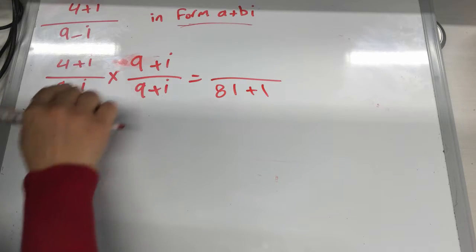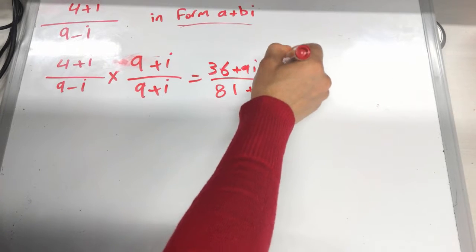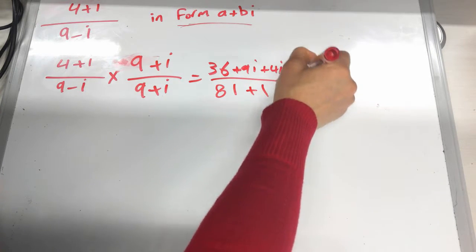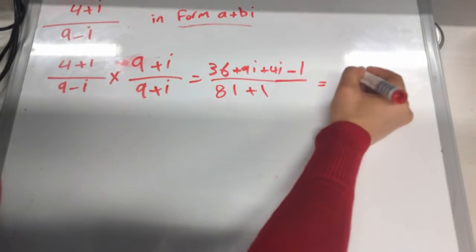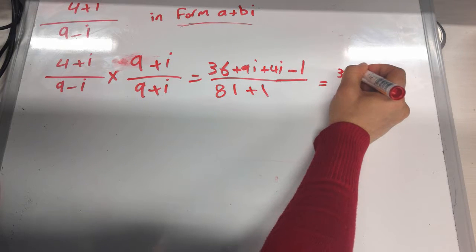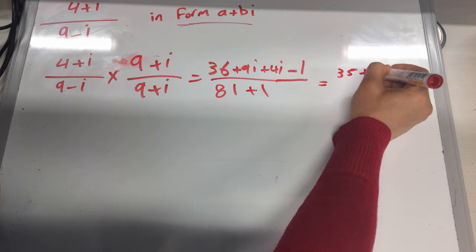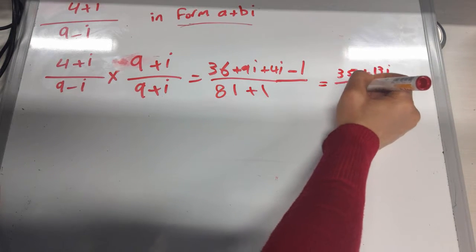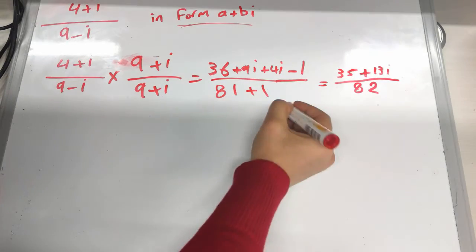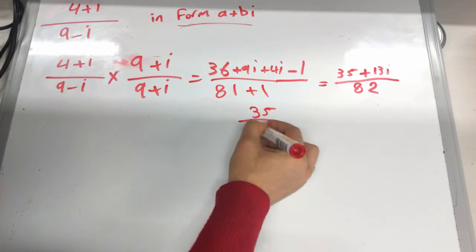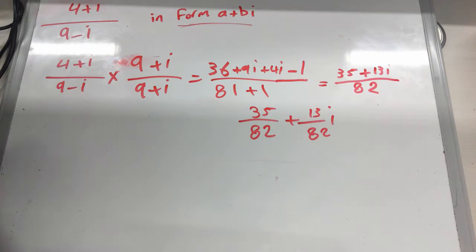Then we expand the numerator, so we've got 36 plus 9i plus 4i minus 1, as i times i is -1. Then we add the like terms, so we've got 36 minus 1, which is 35, plus 9 plus 4, which is 13i, over 82. As we want to write it as a plus bi, we split the fraction, so we will have 35 over 82 plus 13 over 82 i.